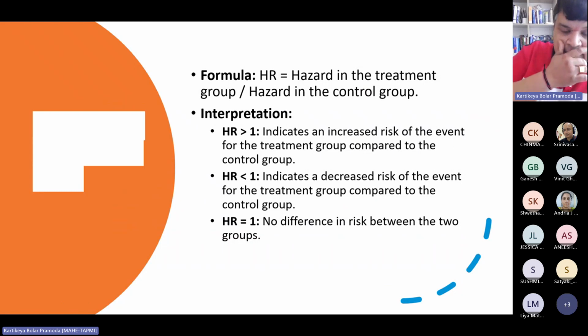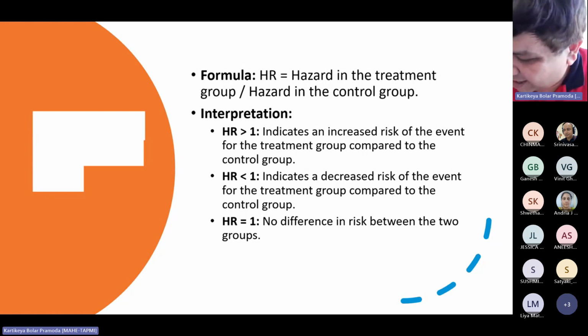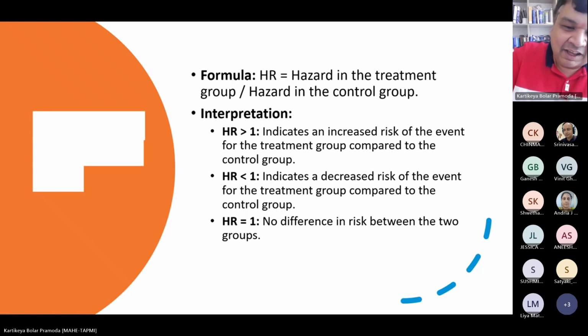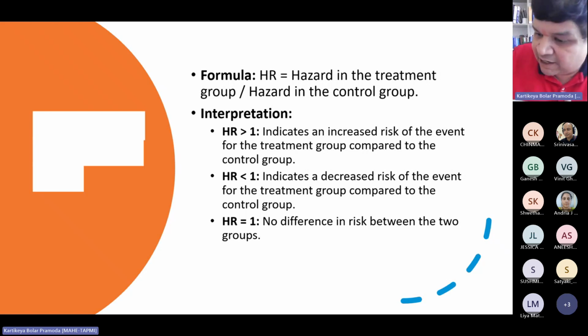So in general, we say that if the HR, here HR is the hazard ratio, is greater than 1, it indicates an increased risk of event for the treatment group compared to the control group. So that means there is possibly some side effect of that treatment, which has led to an unexpected consequence. If HR is less than 1, that is what is our expectation. It indicates a decreased risk of the event for the treatment group compared to the control group.